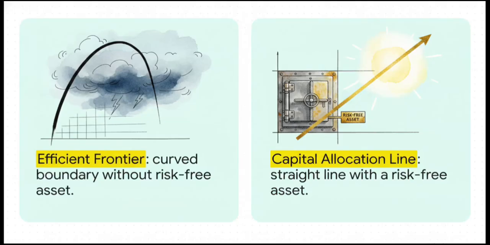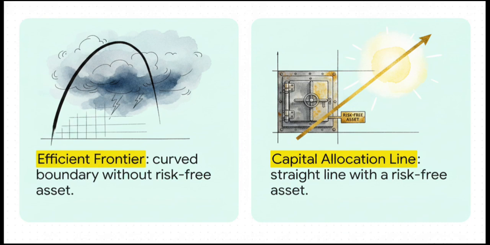But here's where it gets really interesting. How does this math change when we introduce the real world? The Markowitz bullet assumes you're only holding risky assets. But what if we throw in a perfectly safe asset? Think short-term U.S. Treasury bills, which have essentially zero variance. When you blend that risk-free asset with your optimal risky portfolio, that curved efficient frontier suddenly changes into a straight line. We call this the capital allocation line.